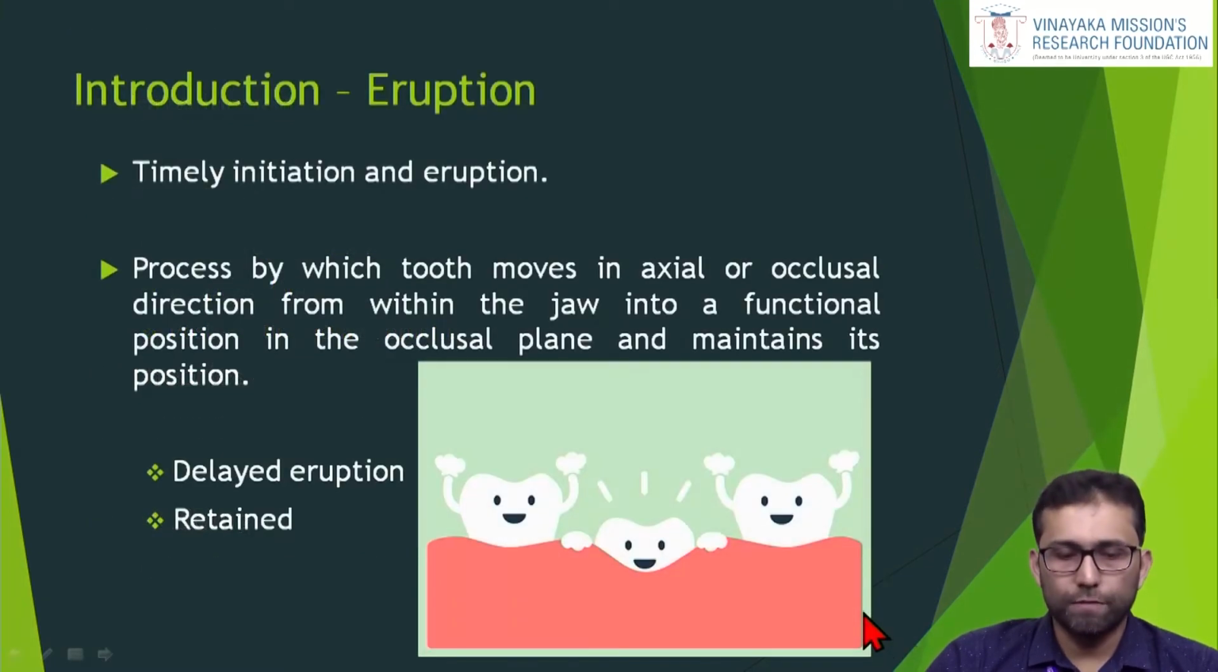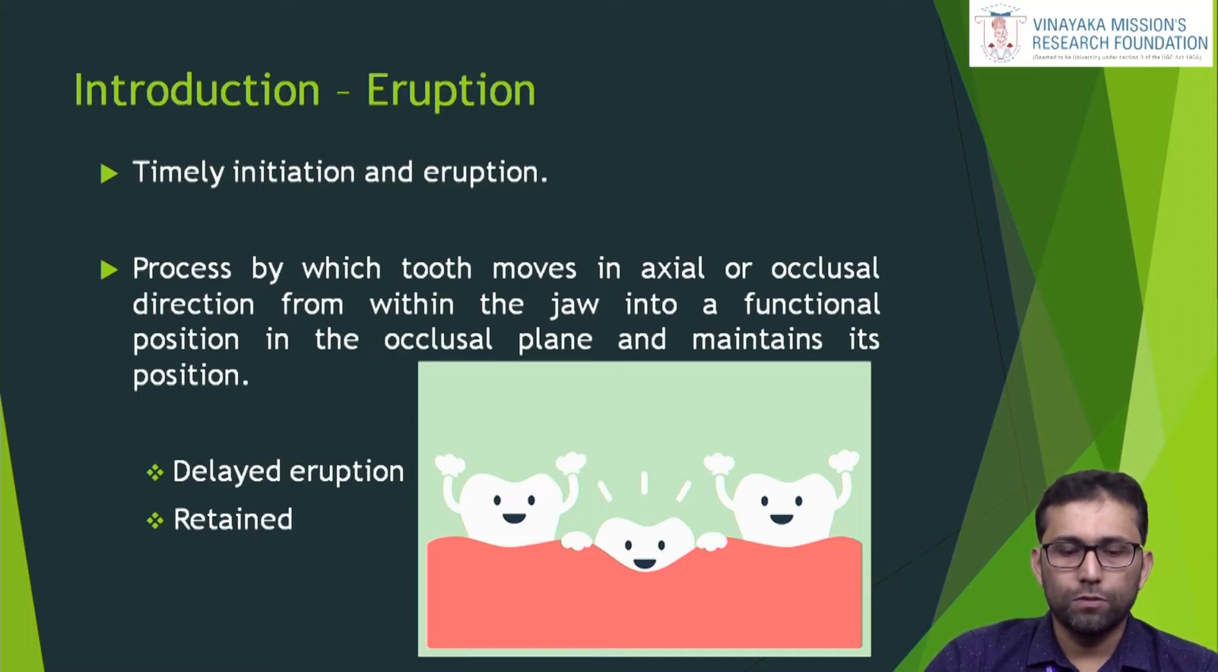Now coming to the introduction of eruption, eruption can be called an initiation, which is initiated by the presence of certain factors within the bone. Then the tooth erupts from the bony crypt and ends up in the oral cavity in an occlusal or functional position. It can be defined as the process by which the tooth moves in an axial or occlusal direction from within the jaw into a functional position in the occlusal plane and maintains its position throughout its life in the oral cavity.